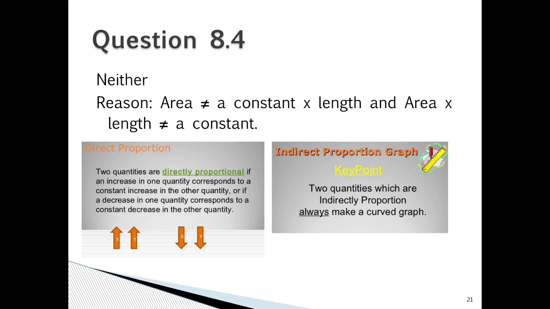Direct proportion is when two quantities are directly proportional. If an increase in one quantity corresponds to a constant increase in another quantity, or if a decrease in one quantity corresponds to a constant decrease in the other quantity, you have a direct proportion. In an indirect proportion graph, the two quantities which are indirectly proportional always make a curved graph. The answer for question 8.4 is neither, because the area is not a consistent multiple of the length when you look at area versus the centimeter squared.